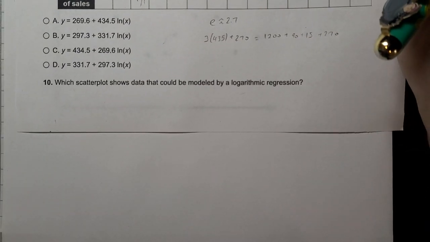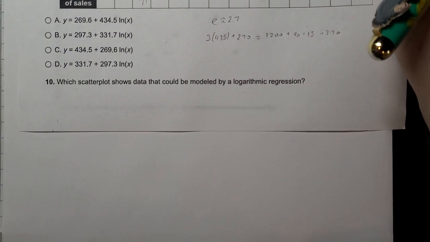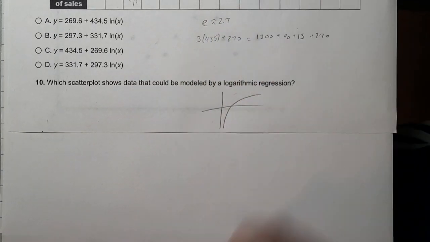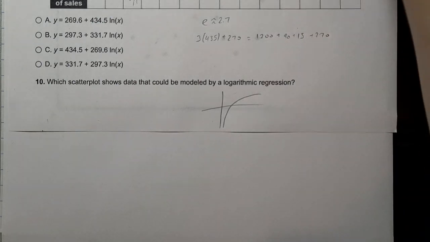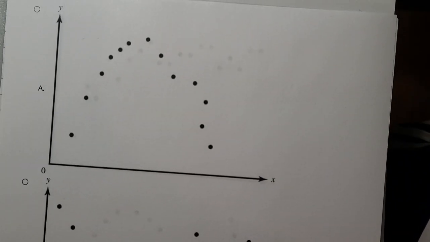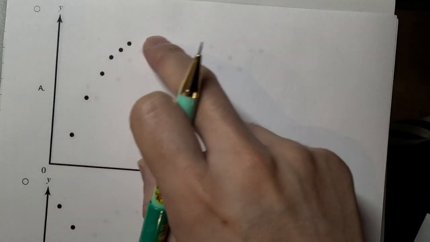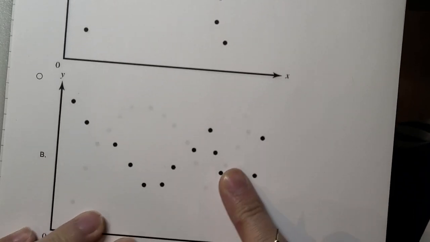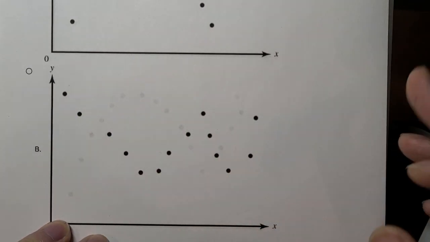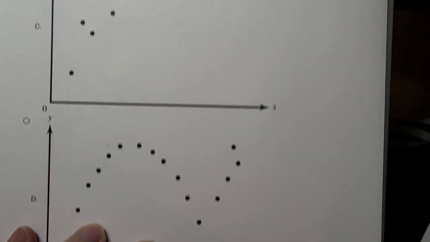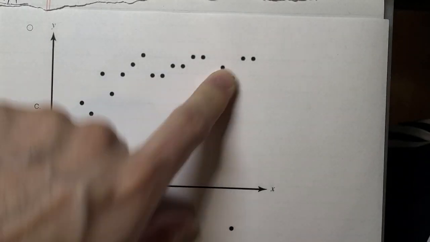Which scatter plot shows data that could be modeled by a logarithmic regression? Okay, so a logarithmic function looks something like this. You have to know that. So let's see which one kind of has it. A or B. This initial one might be able to, but then it starts dropping. So this, like a parabola, would work well for this. This one looks kind of sinusoidal, actually, so probably not that. This one looks like that shape that I drew, right?